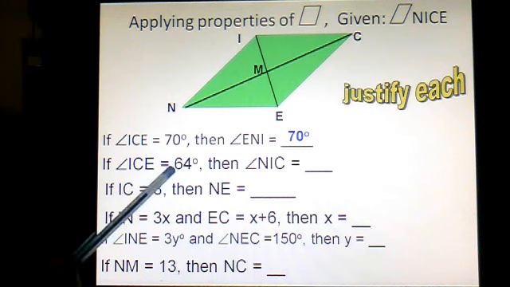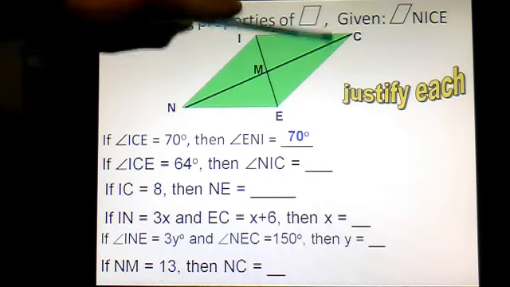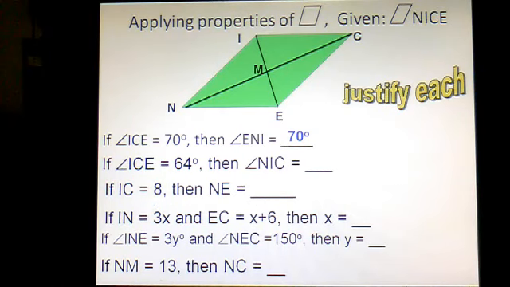The trap people fall into in the second one, if ICE is 64 now, they would write NIC. Oh, it's 64. No, think about that. Where is NIC? It's this angle up here. And of course, NIC is this whole thing, and this whole thing. Those are same-side interiors or consecutive interiors. So they add up to 180, so that one should be 116. Because consecutive angles of a parallelogram are supplements.